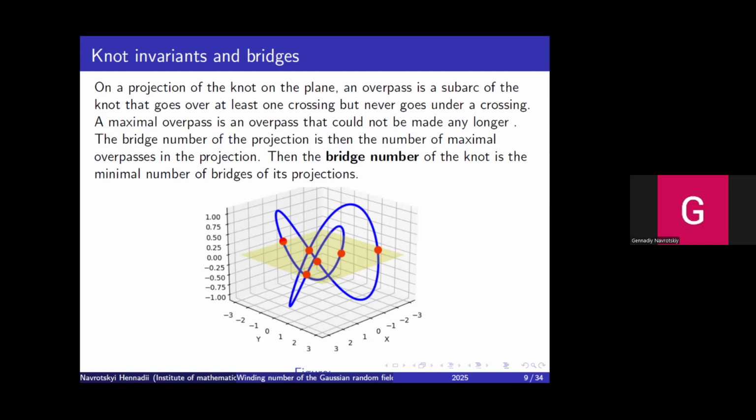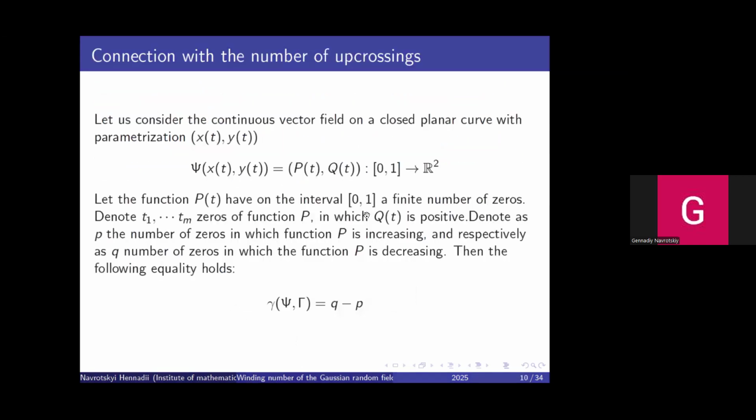So, for example, on this image, the trefoil knot has 3 bridges, but in general, the trefoil knot has bridge number 2, so it can be represented as a 2-bridge knot on a planar diagram. Further, let us explain how bridges and winding numbers are connected.